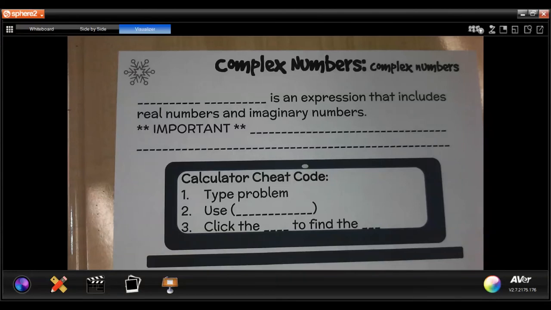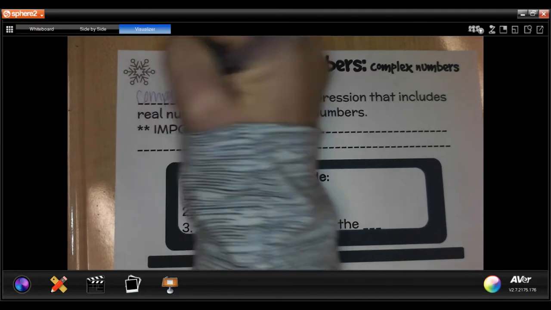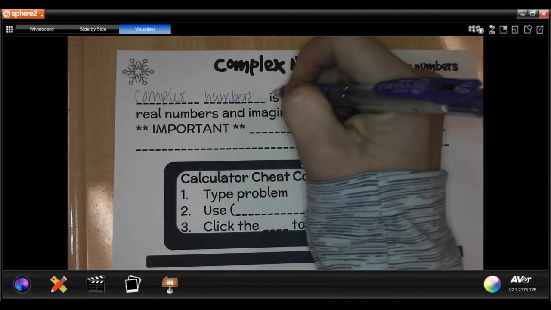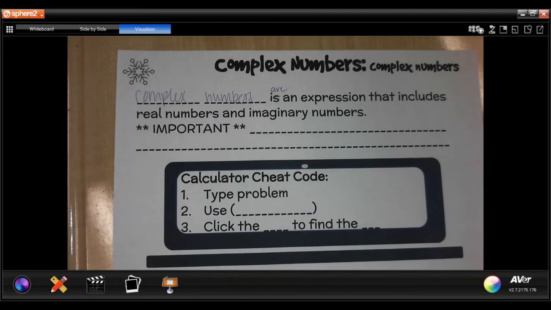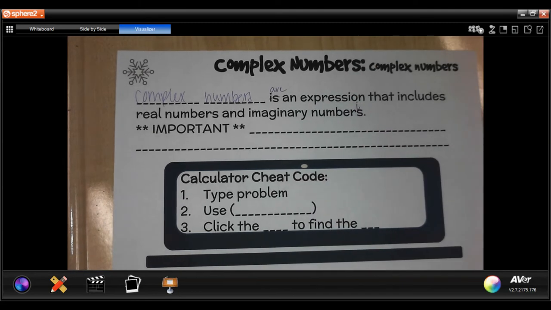Complex numbers. Complex numbers are an expression that includes real numbers, so any number, and imaginary numbers. Remember, imaginary numbers are the ones with the i.